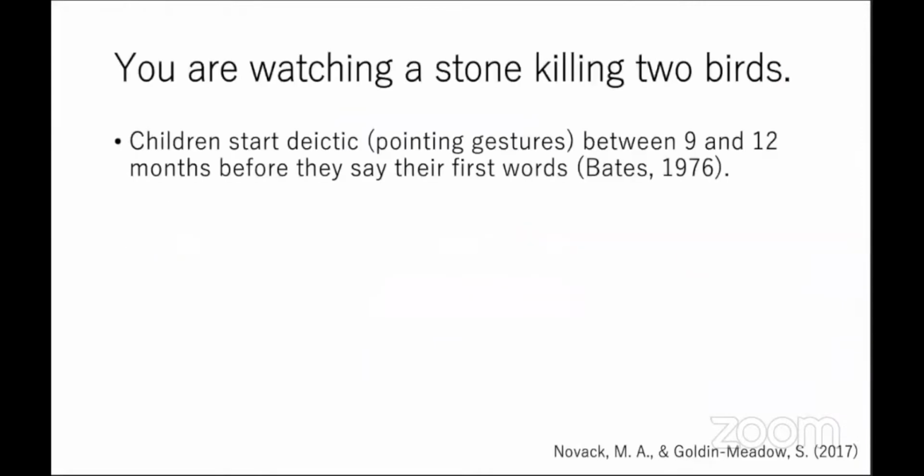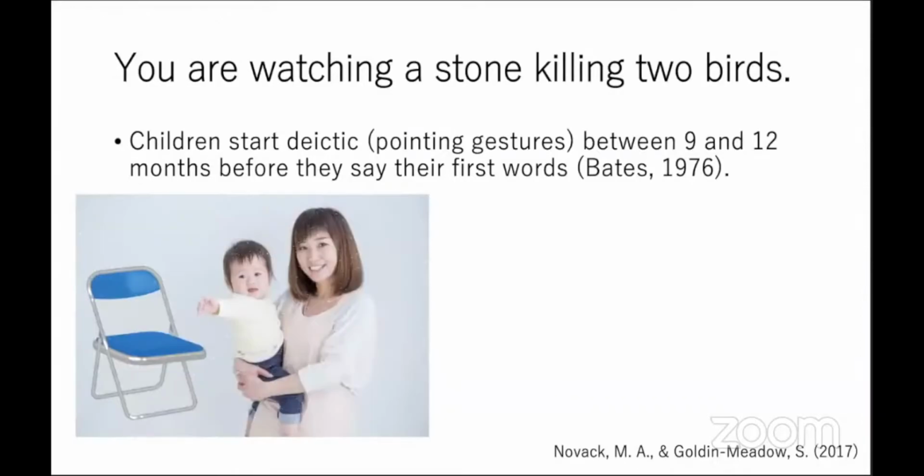Now, moving on to the second topic, do children use mismatching gestures? It is known that children start deictic gesture, a pointing gesture, between 9 and 12 months, before they say their first words. So, for example, maybe a baby is going to point at the chair and says, "Mommy." So you can notice that this is an example of mismatching gesture.